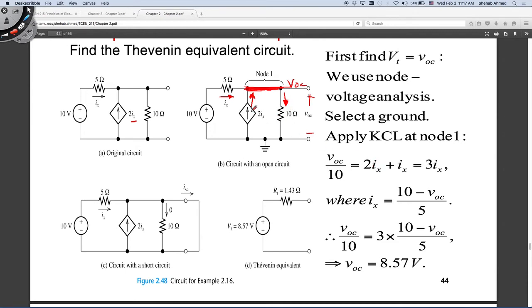So 2Ix plus Ix, which is this current here, is equal to V open circuit divided by 10 ohms. That's Kirchhoff's current law applied at this node up here. So V open circuit over 10 is equal to 3Ix. Then solve for Ix, where Ix is (10 minus V open circuit) divided by 5.